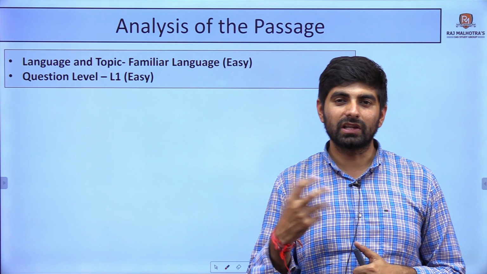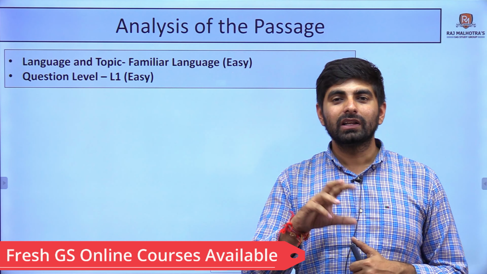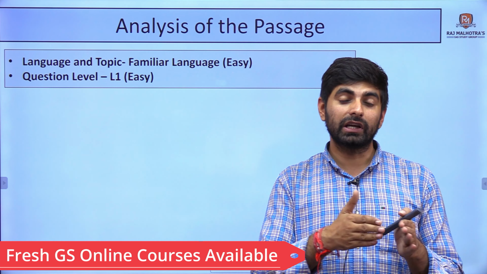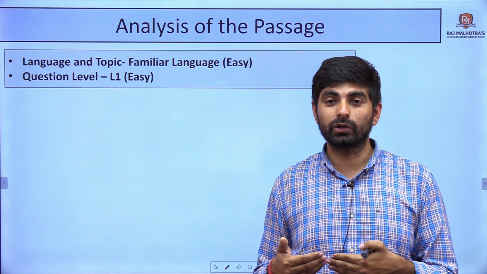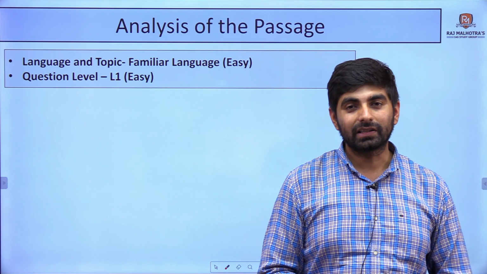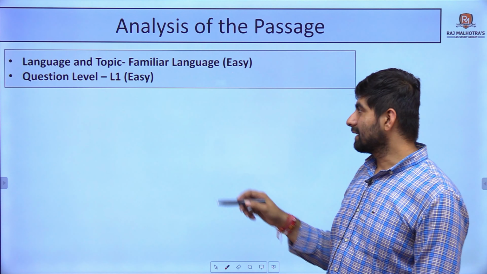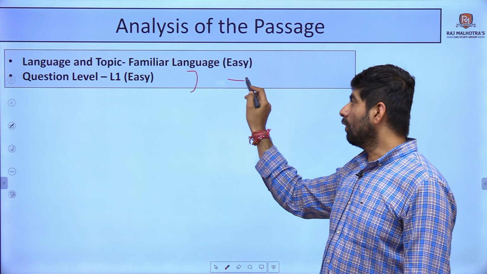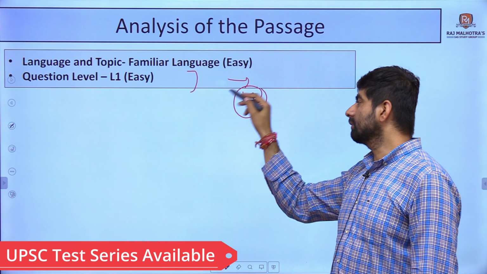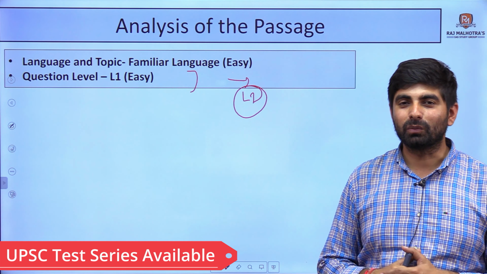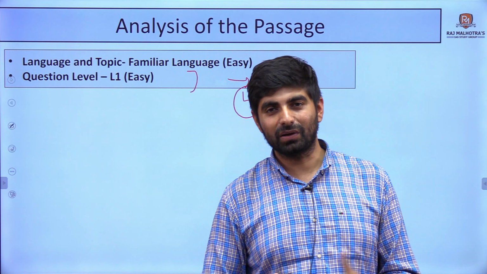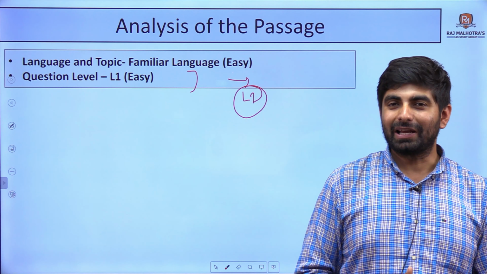In the earlier passage that we have seen or solved, there were 4 statements and we had to take care of all those 4 statements while choosing the correct answer. So in that case, question level was of L1. Clear? Question level was of L1. It was an easier question, doable as well.